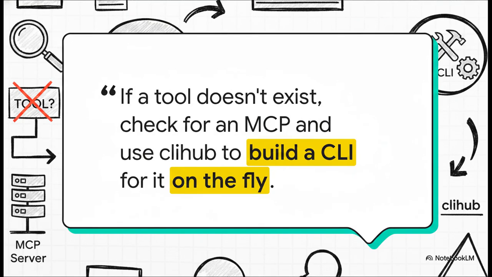And this is where things get truly groundbreaking. The new workflow for an AI agent could look something like this. First, it checks if it has a tool it needs. If it doesn't, it looks for an MCP server that might have it. And if it finds one, it actually uses Clihub to build the tool for itself, right there on the fly.